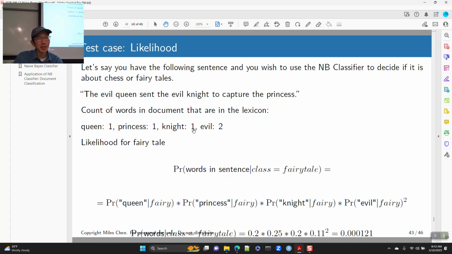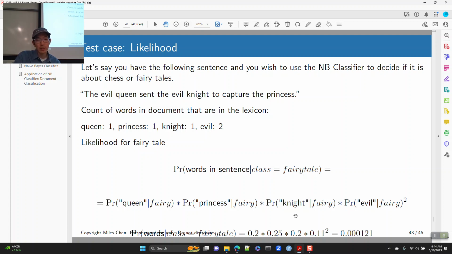But okay, so this is what we get. And so the likelihood is, what's the probability? Because our posterior is the probability that it's fairy tale given these words. And so the likelihood is the probability of getting these words if it were a fairy tale story. So we're going to say, okay, what's the probability of getting queen if it's a fairy tale? What's the probability of princess if it's a fairy tale? Knight if it's a fairy tale? And evil if it's a fairy tale?